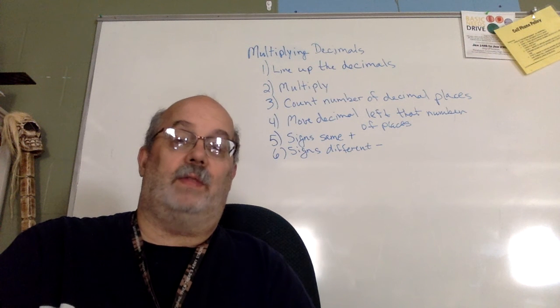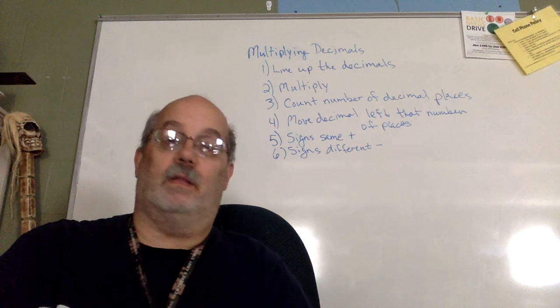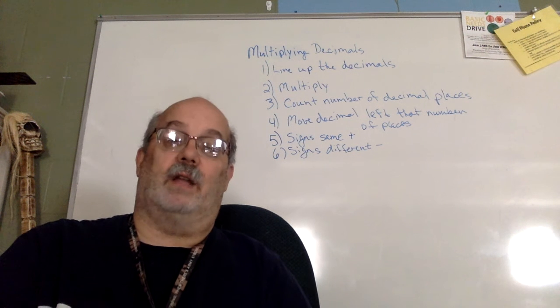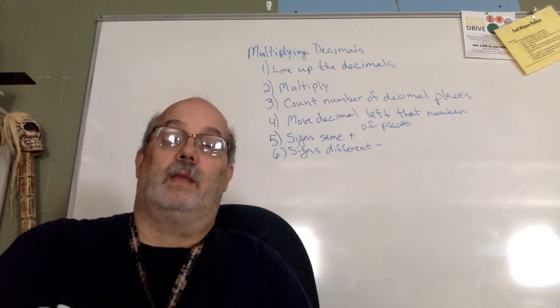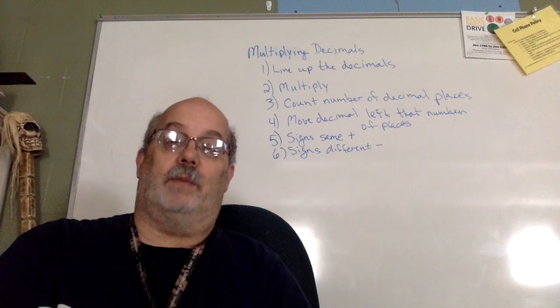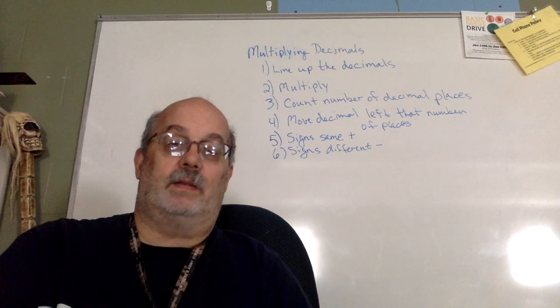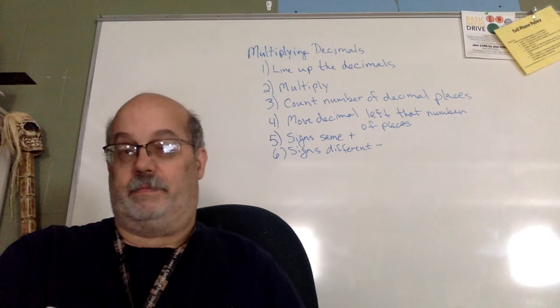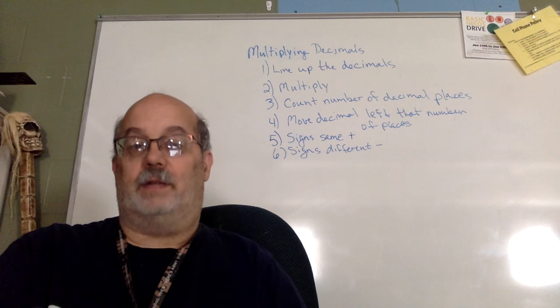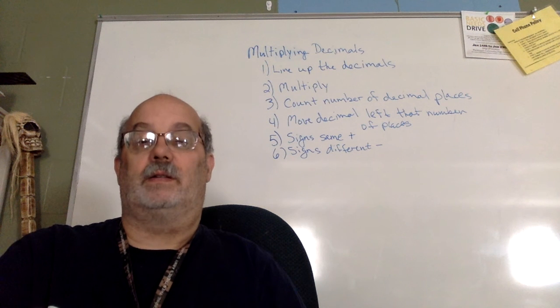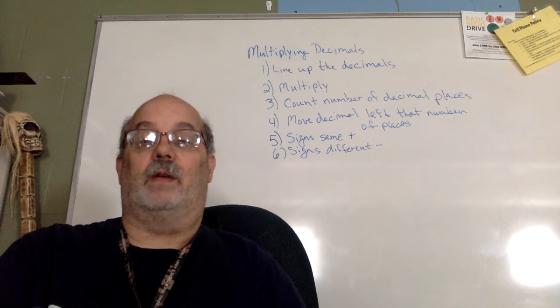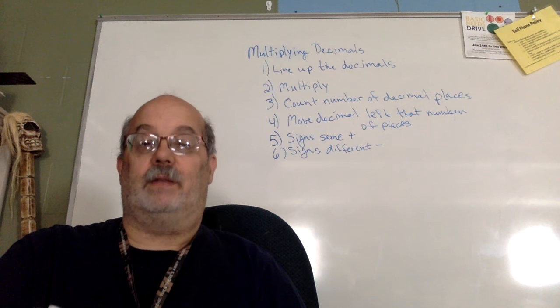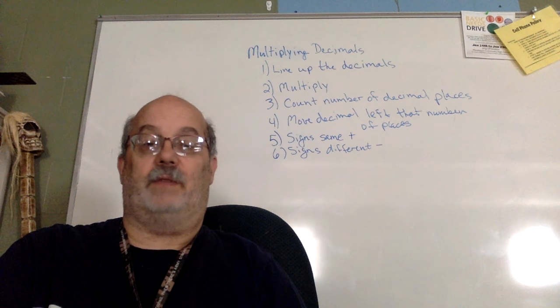You might want to write these down because I'm going to be erasing them before I do the problems, just because there's not a lot of room on the board. So step one is you're going to line up your decimals. Step two is you're going to multiply. Step three is to count the number of decimal places. Step four, you're going to move your decimal to the left, the number of places that you found in step three.